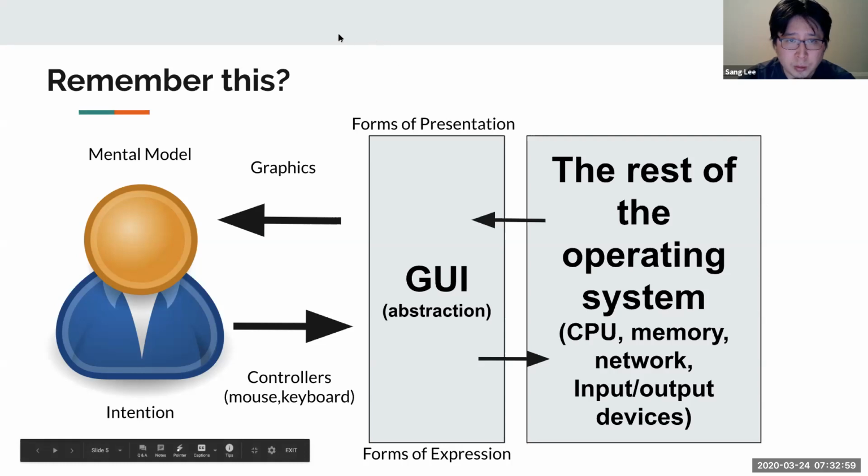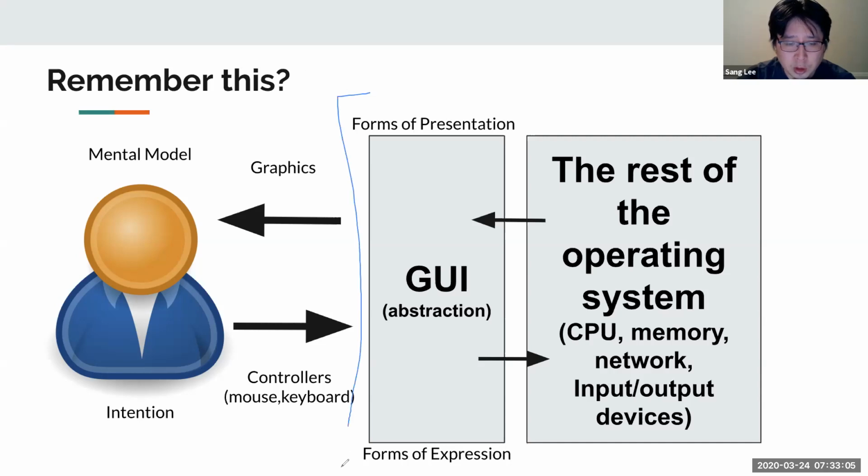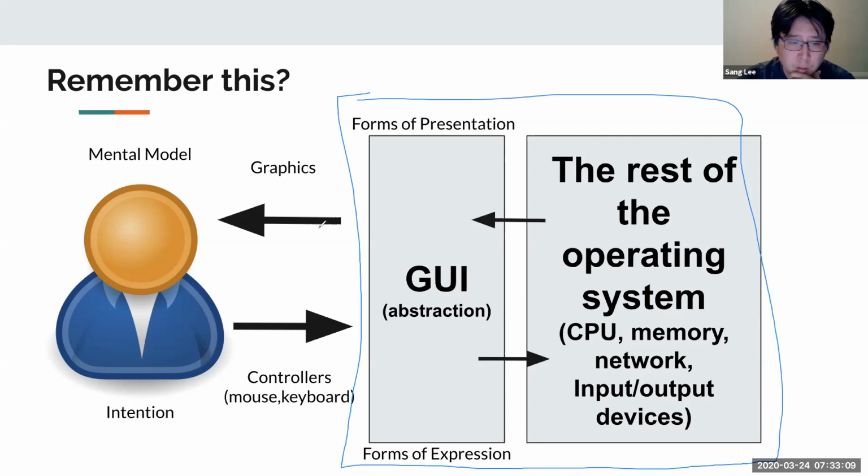If I can annotate, so this whole thing is the computational system. And then there's a GUI, which is going to abstract the whole computational system inside, like resources such as CPU, memory, network, and input and output devices. So this is what we're learning.